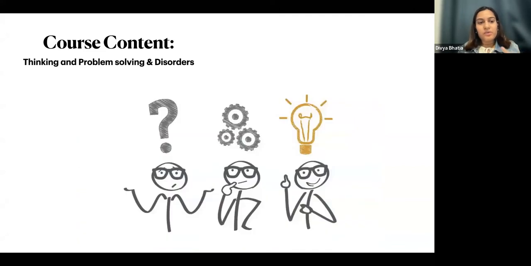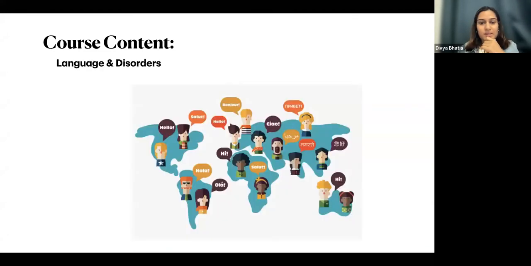And then we move on to talk about thinking and problem solving and its disorders. So how do you think? How do you reason? How do you process information? How do you solve problems? What are the steps in problem solving? How do we make use of heuristics? What are the rules of thumb? How do we take shortcuts in problem solving? And some of the disorders which are associated with problem solving. One very much discussed disorder is the dysexecutive syndrome. So these things will be discussed in this part of the course content.